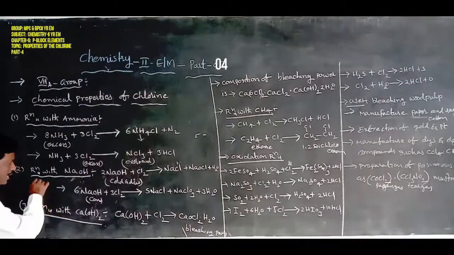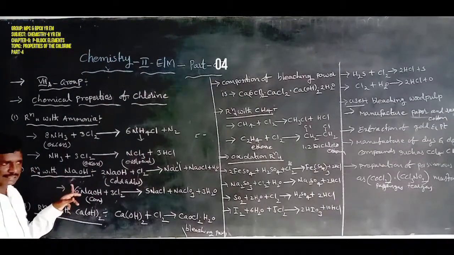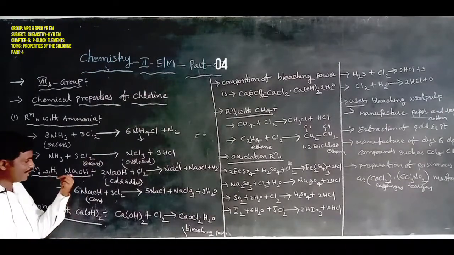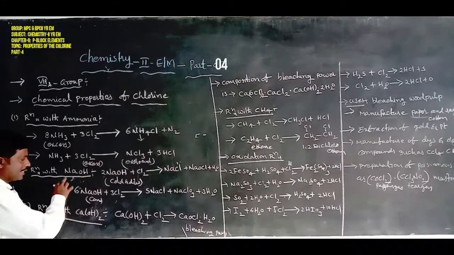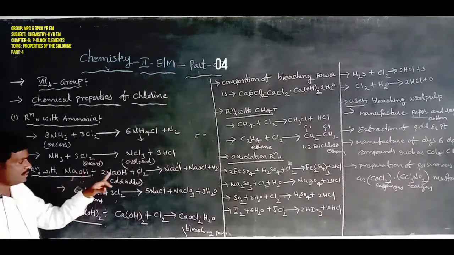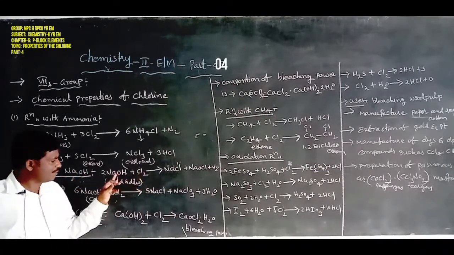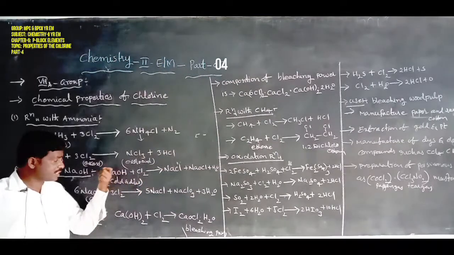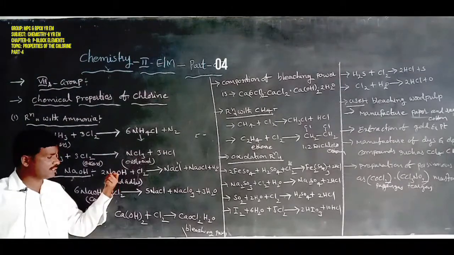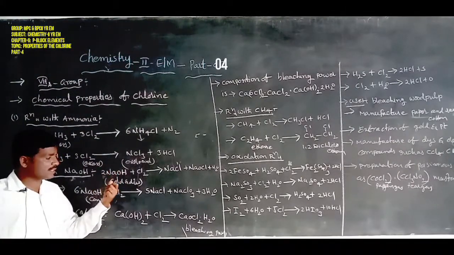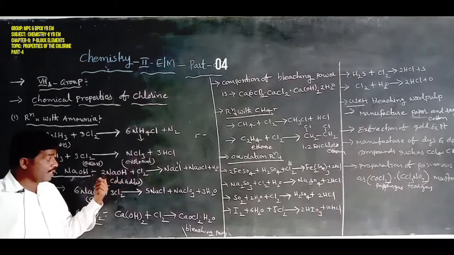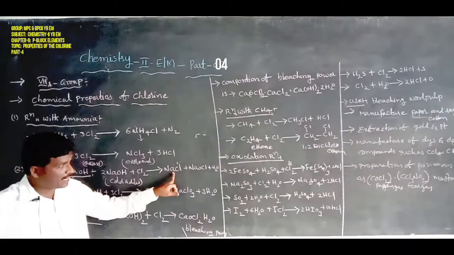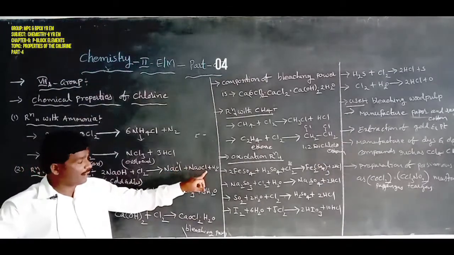Next, the reaction with sodium hydroxide, also known as caustic soda, general formula NaOH. Chlorine reacts with cold or dilute NaOH. Diluted NaOH combining with chlorine forms common salt, sodium oxychloride, and water.